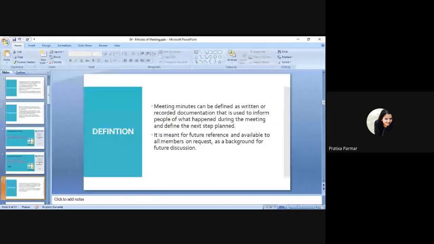Slide is not visible. Okay. Okay, I'll work on that. Thank you. Is it visible now?